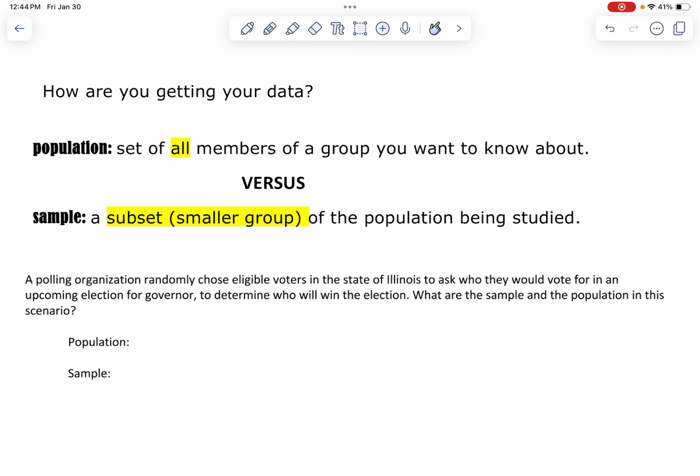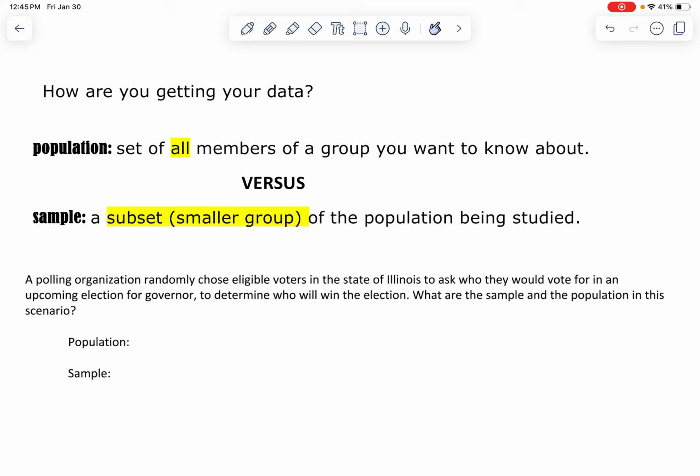Okay. So next we want to talk about how you are getting your data. There are really a couple of different ways to get data. There's population data and sample data. Population data is the set of all members, so everybody in a group that you want to know about. A sample is a subset, or a smaller group of that population that's being studied. So this is important. It's often difficult to get information on an entire population, so a lot of times samples are done.